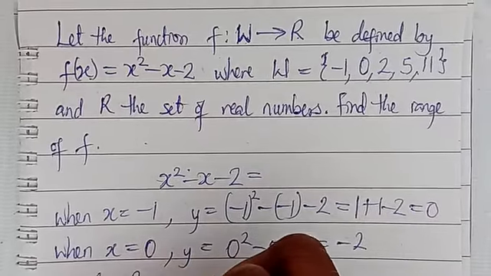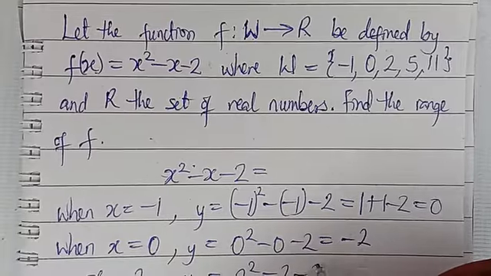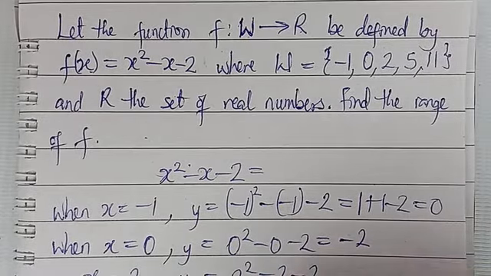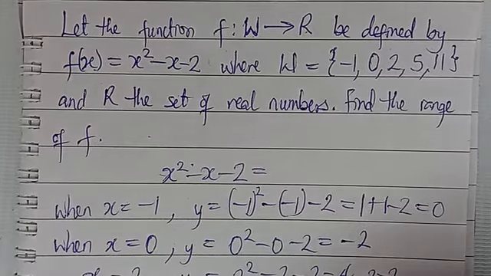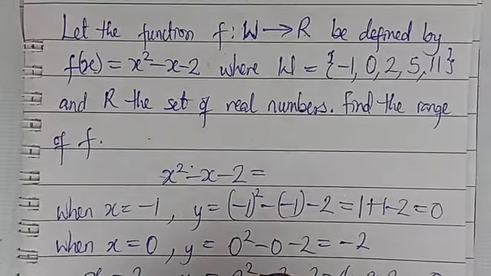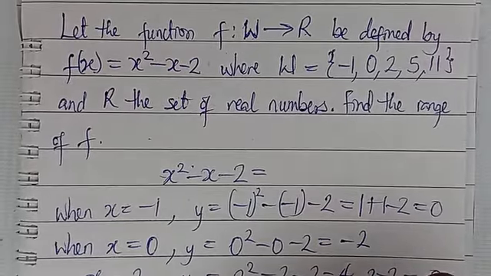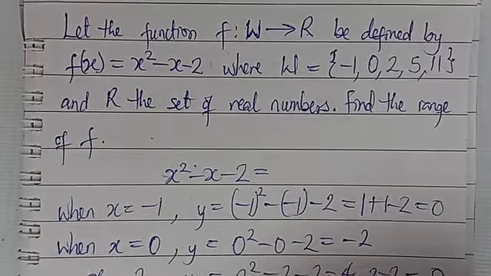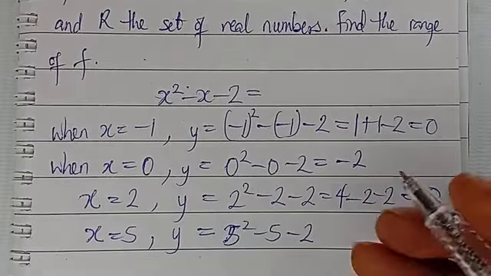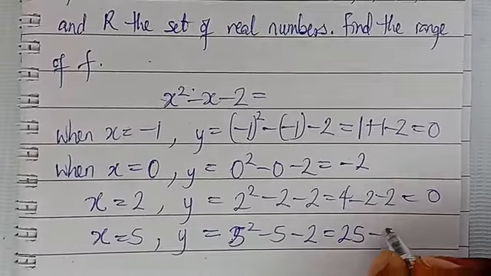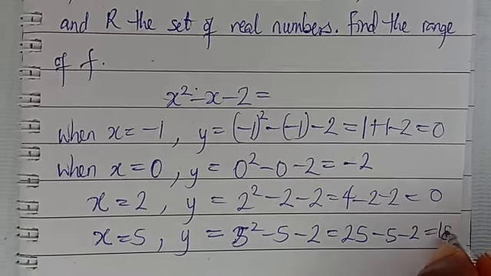So for x equal to 2, we have that y is equal to 2 squared minus 2 minus 2. 2 squared is 4, minus 2 minus 2. 4 minus 2 is 2. 2 minus 2 is also 0. When x is equal to 5, the codomain y is equal to 5 squared minus 5 minus 2, according to the equation, right? We now have that 5 squared is 25 minus 5 minus 2. 25 minus 5 is 20. 20 minus 2 is 18.